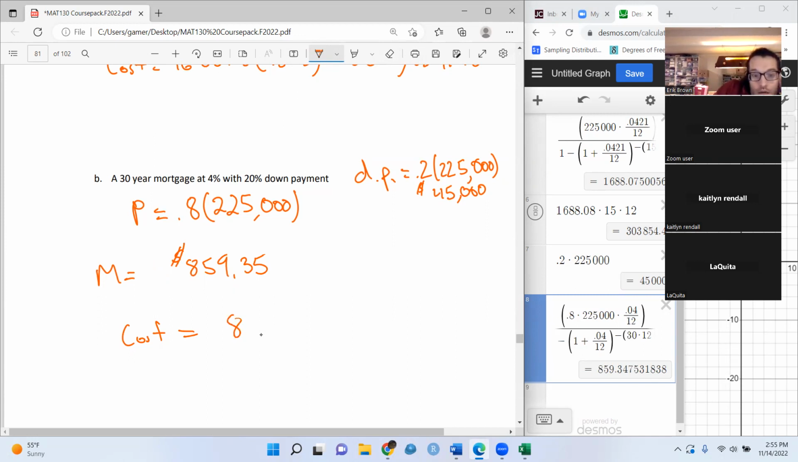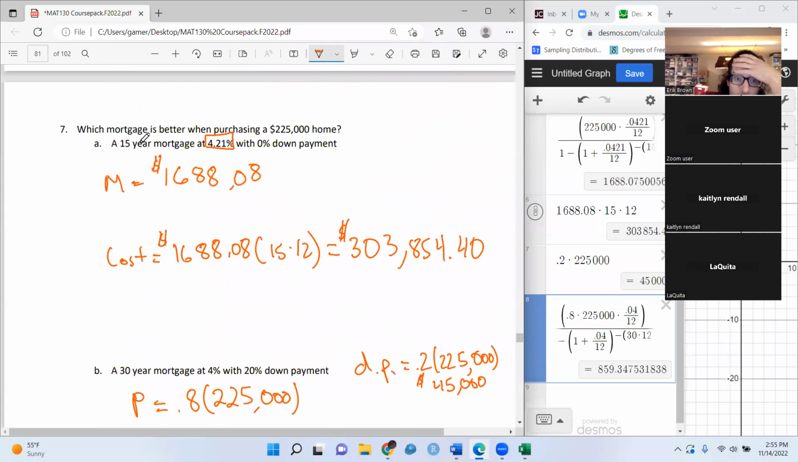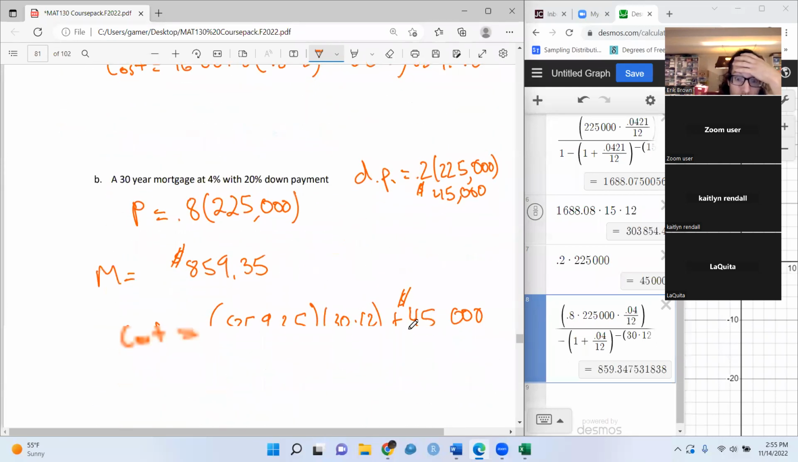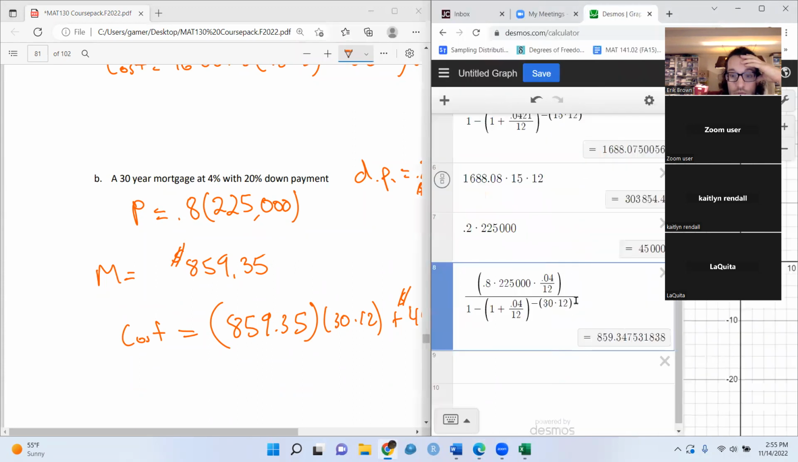Okay, so we're going to do this 859.35 times the 30 times 12, but then we have to add to it the $45,000 we had to come up with at the beginning. So when you answer the question of which mortgage is better, this should play into your thoughts, your discussion of what it is. You have to have $45,000 cash in order to get this loan. That is often a challenge for people. It would have been impossible for me.